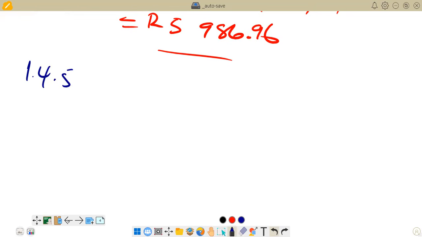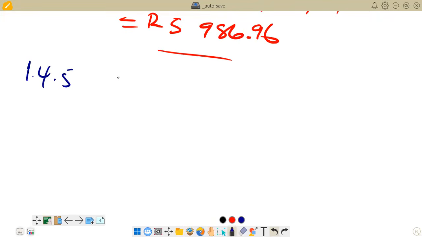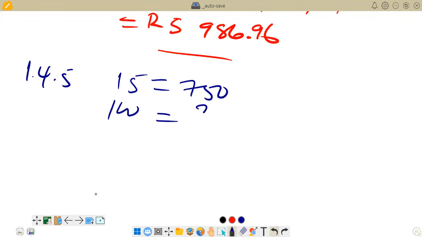So you can check what we have in terms of 1.4.5. Right, we come here, 1.4.5 is here. We are given this one, which is 15%. So we make a proportion again. 15% is equal to 750. What about 100%? So we say 15 is equal to 750, and the one that we are looking for is 100%.